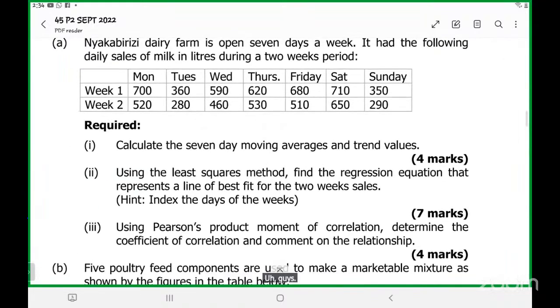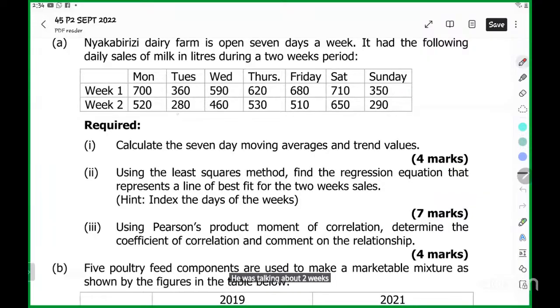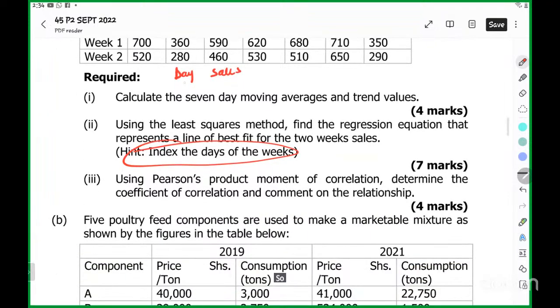Guys, once again, for time series, the X are the periods. So here, the guy was talking about 2 weeks. So you'd have the day, and then you have the sales. So you index, usually the examiner even tells you right here, he says index. So the days would run from 1, 2, 3, 4, 5, up to 14. Then put the different sales. This is your X and this is your Y.